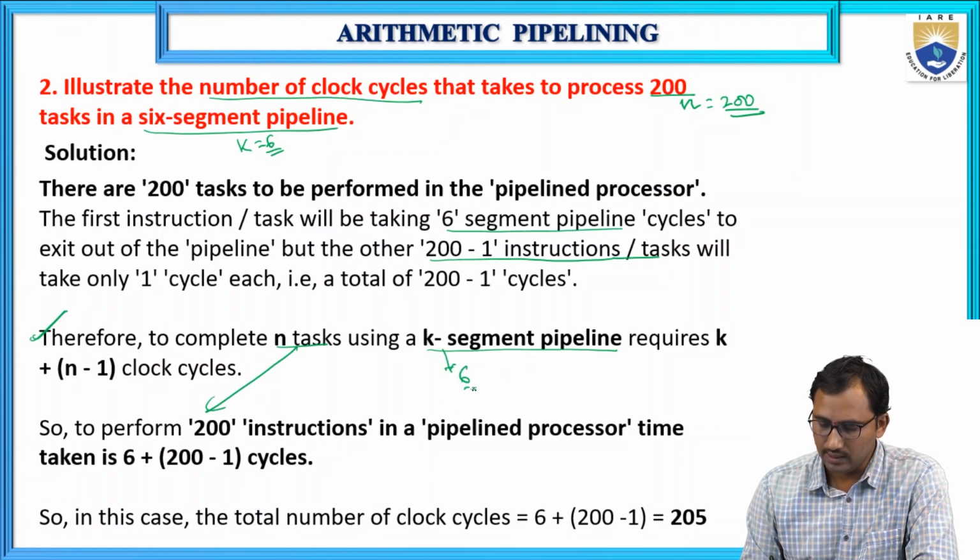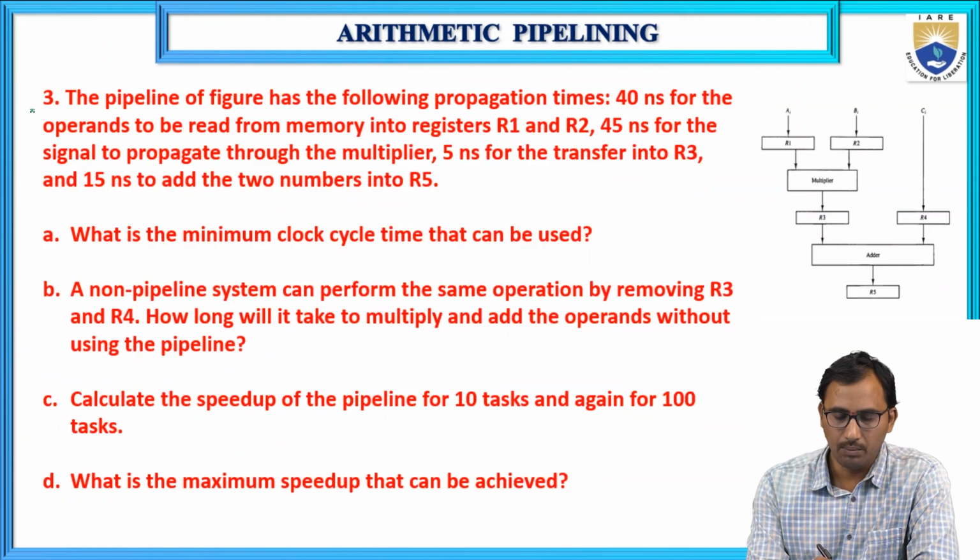The k value will be 6. So we need to substitute those values into this expression. So 6 plus 200 minus 1 is equal to 205. So a total of 205 clock cycles are required to process 200 tasks with a 6-segment pipeline. Coming to the third one.